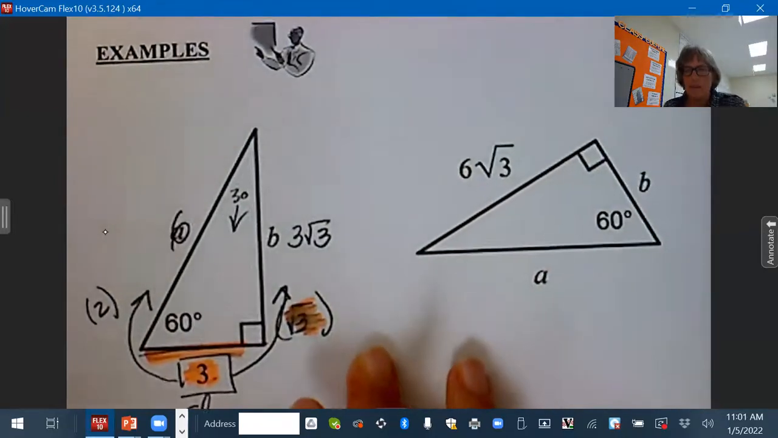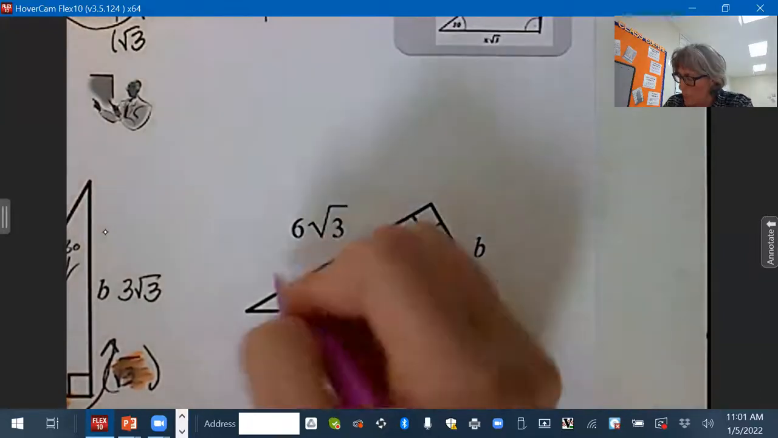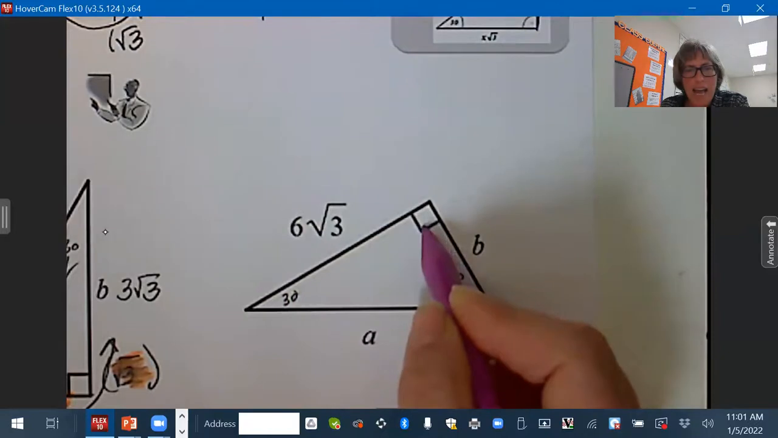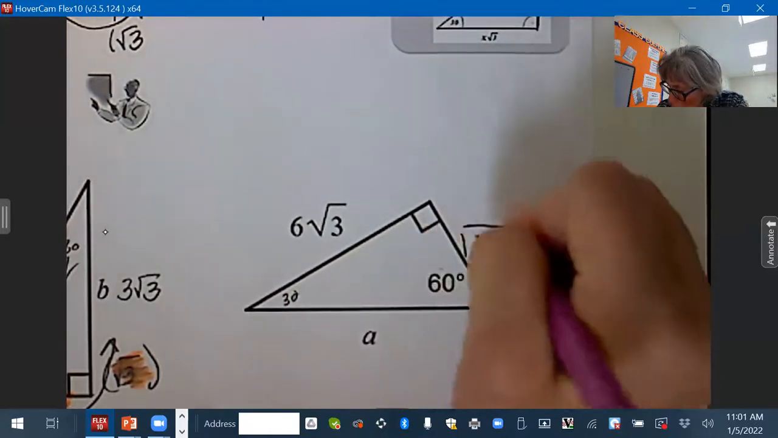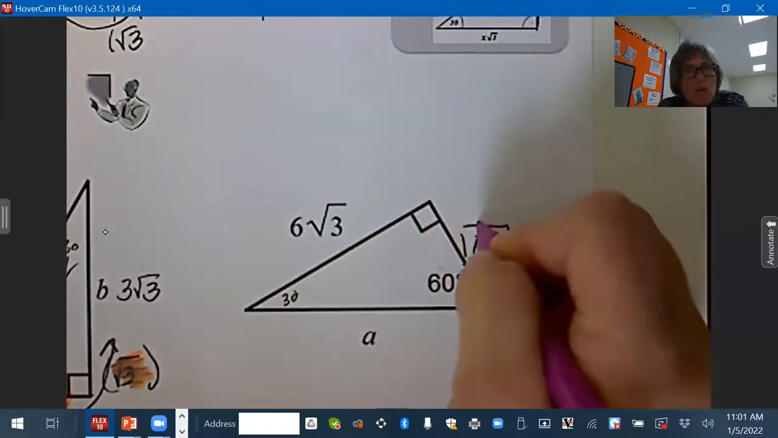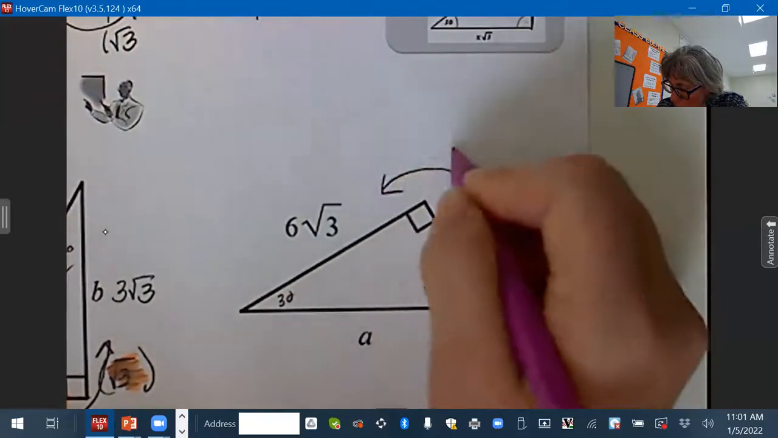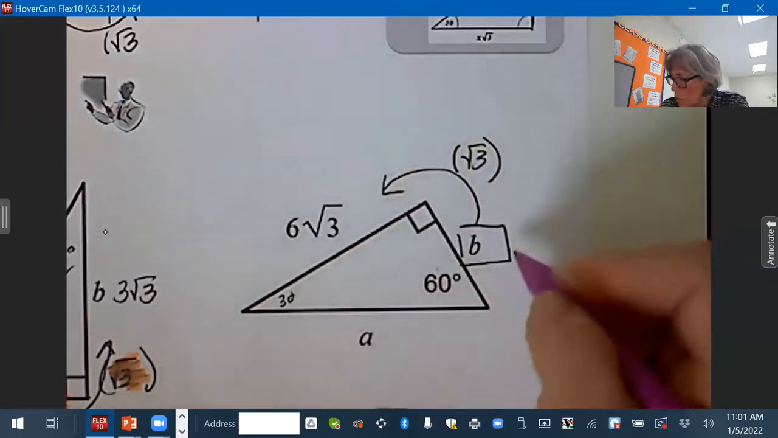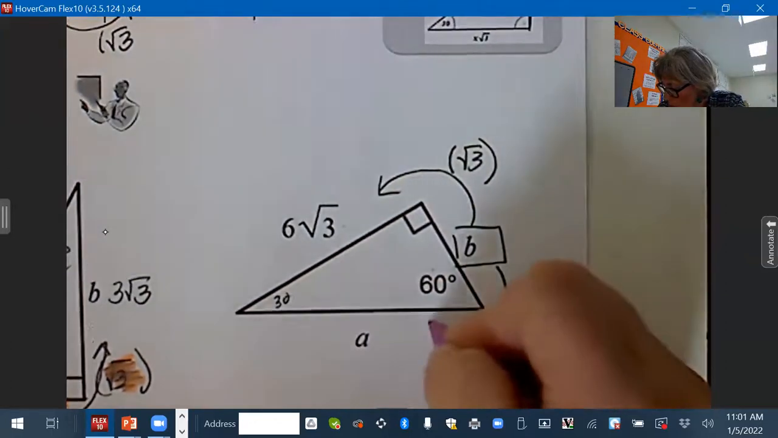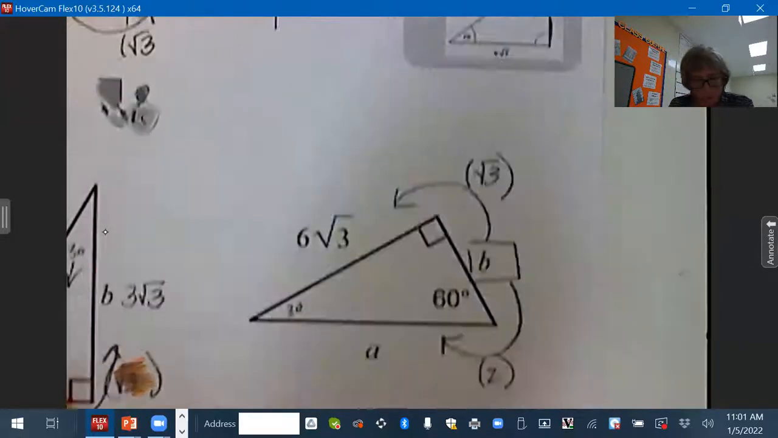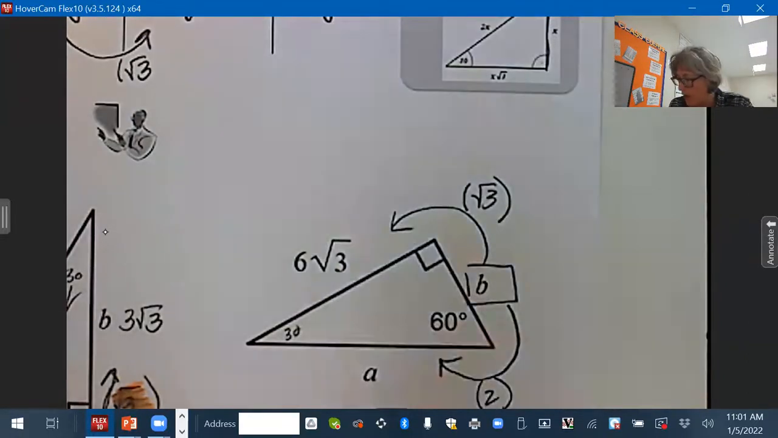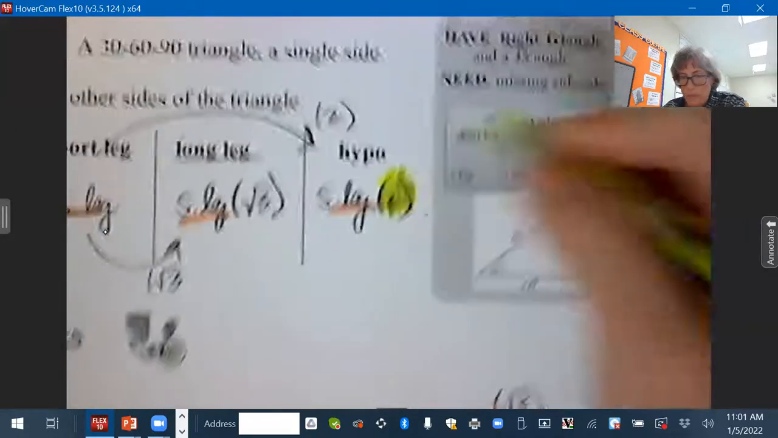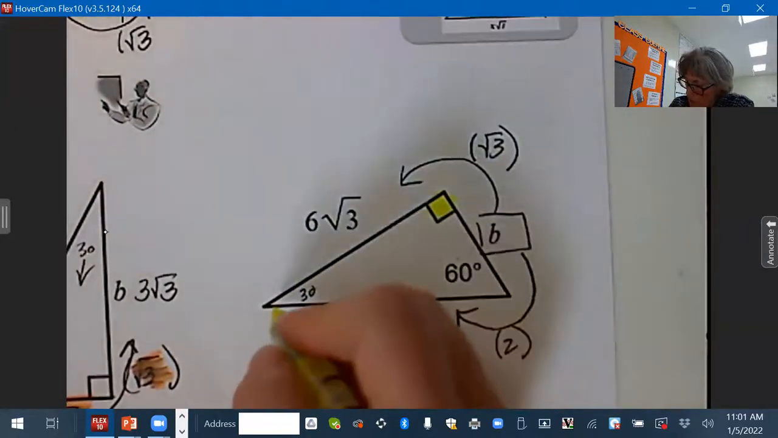30, 60, 90. Ready? Over here. 30, 60, 90. Short leg, root 3 going towards the long leg, short leg towards the hypo times by 2. So it's really important I correctly identify the hypo. The hypo is times by 2. And the hypo is always across from the right angle.